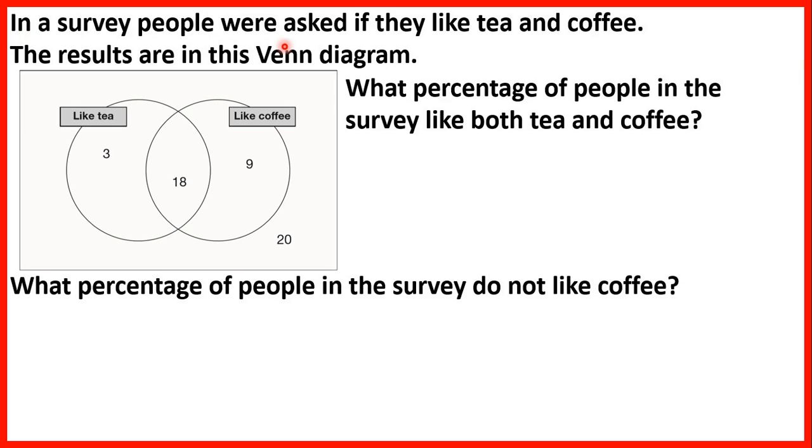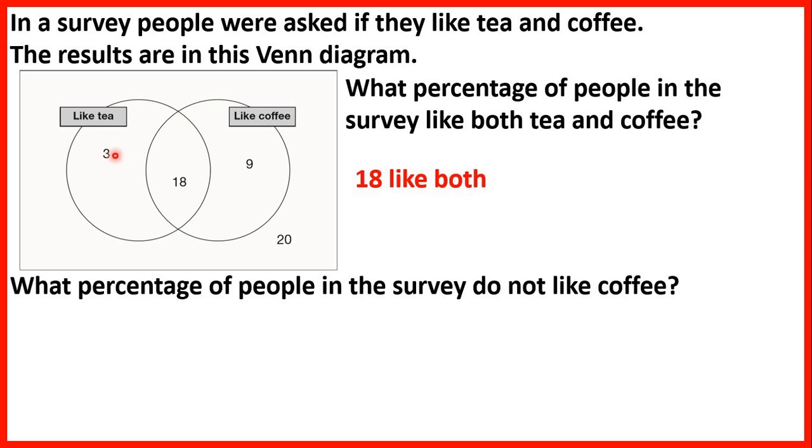In a survey, people were asked if they like tea and coffee. The results are in this Venn diagram. What percentage of people in the survey like both tea and coffee? So we have a circle for tea and a circle for coffee. The people who like both will be in the section where our circles overlap. So that's 18 people that like both.